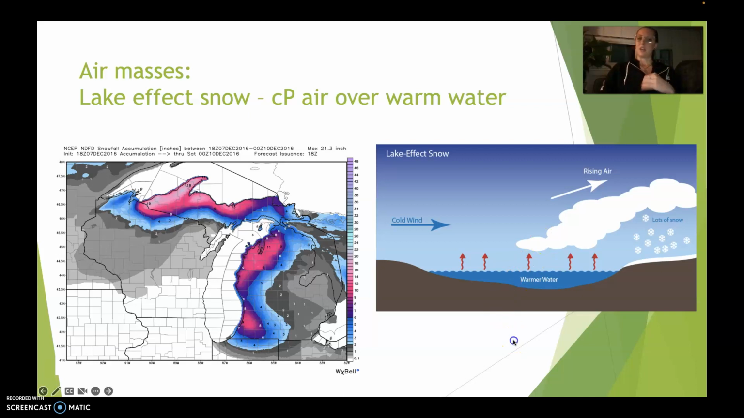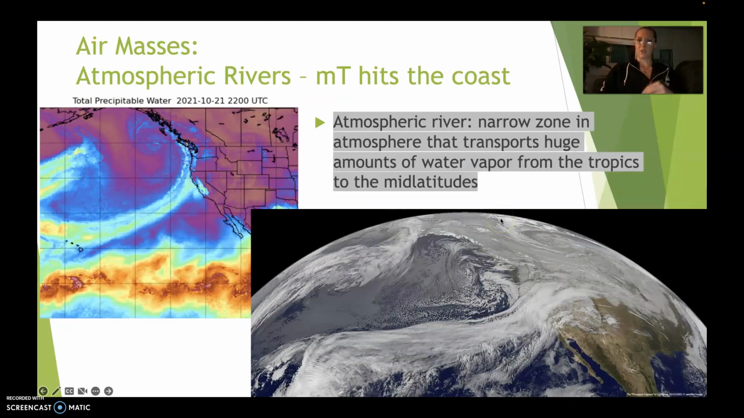Then something that we see here in our neck of the woods is something called atmospheric rivers. So this is when maritime tropical air hits the coast, in our case the west coast of the United States. This is a feature that we see all over the world, but it's very prominent for our weather and our climate here in California. So atmospheric rivers are defined as a narrow zone in the atmosphere that transports absolutely huge amounts of water vapor from the tropics to the mid-latitudes.